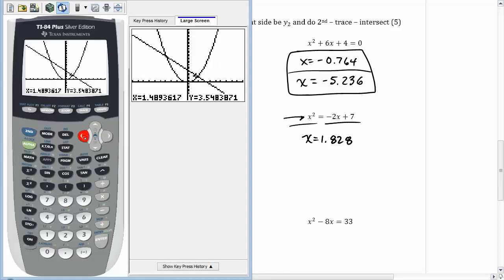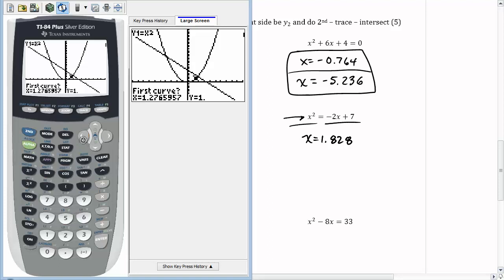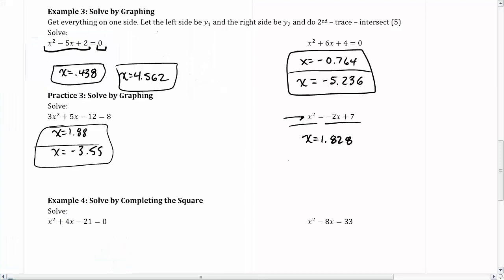Again, our other solution is going to be over here, okay, but then up a lot more around here, where these two cross each other. So just moving left, right, up, down gets you close, but again, it's not going to tell you the exact solution. So you want to do second trace intersect, okay, go left until you get up close to that point of intersection, then you can hit enter. For second curve, hit enter. For guess, hit enter. Negative 3.828.